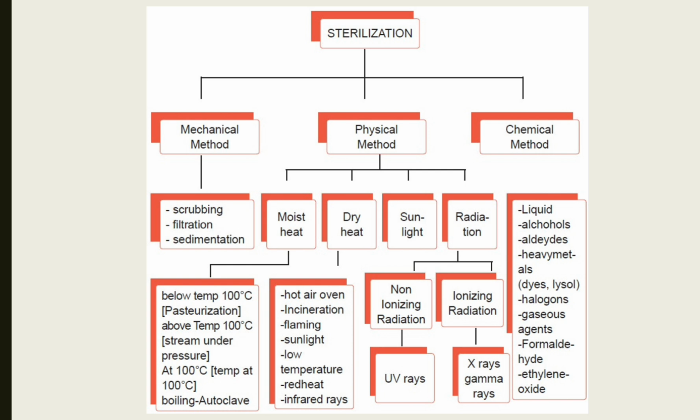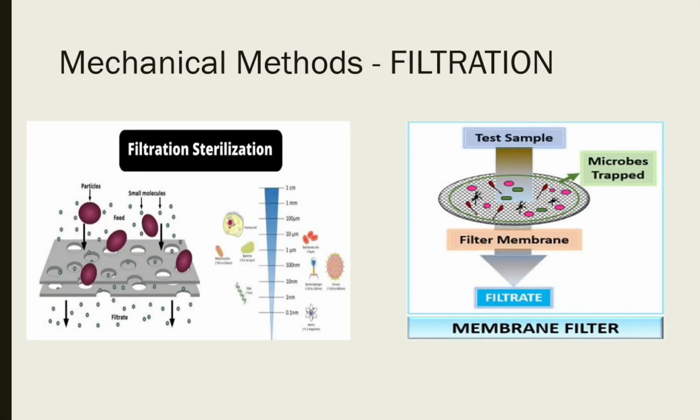Sedimentation is nothing but the water filtration or water treatment process where heavy materials or heavy flocs settle down and the required filtrate remains upside. And for physical methods, there are different types: moist heat, dry heat, sunlight and radiations. And chemical methods utilize different types of liquids or chemical agents. Now we will see one by one.